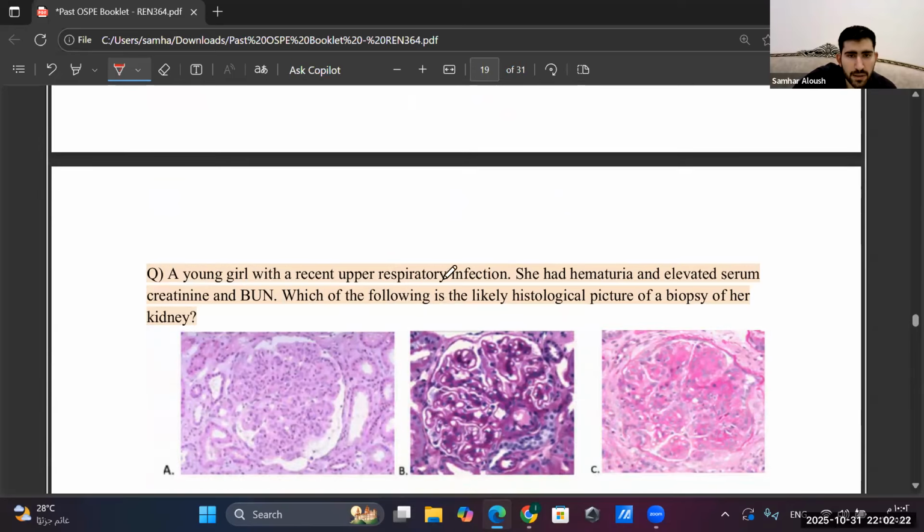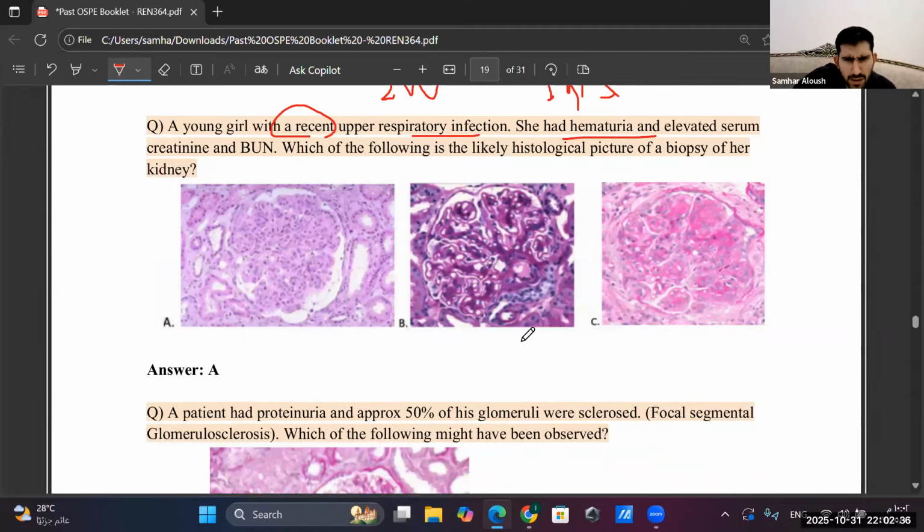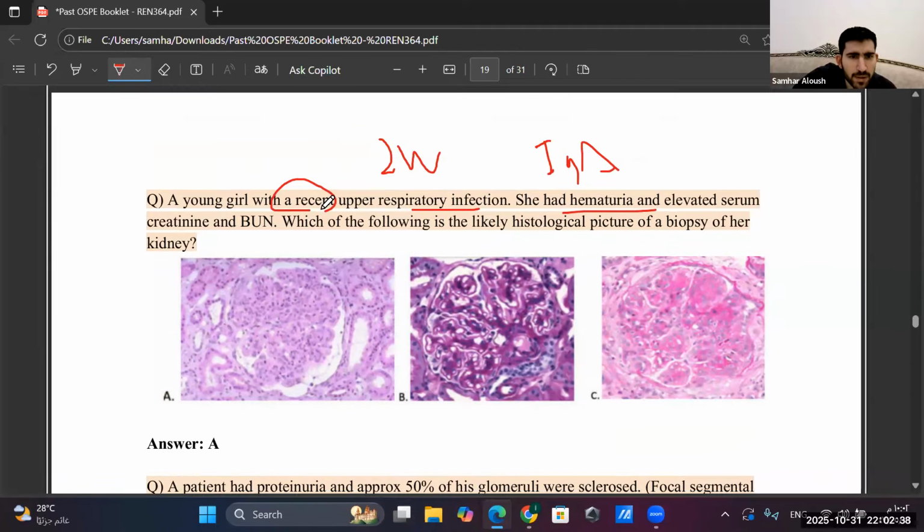Young girl with recent upper respiratory infection, hematuria. Which of the following histologic pictures? So it's a recent upper respiratory infection, so it's not 2 weeks, so it's not PSGN, it's IgA nephropathy. So it's like, which of the following is IgA nephropathy? Oh my God, what a bad question, honestly. It's not recent, it should be 2 weeks.